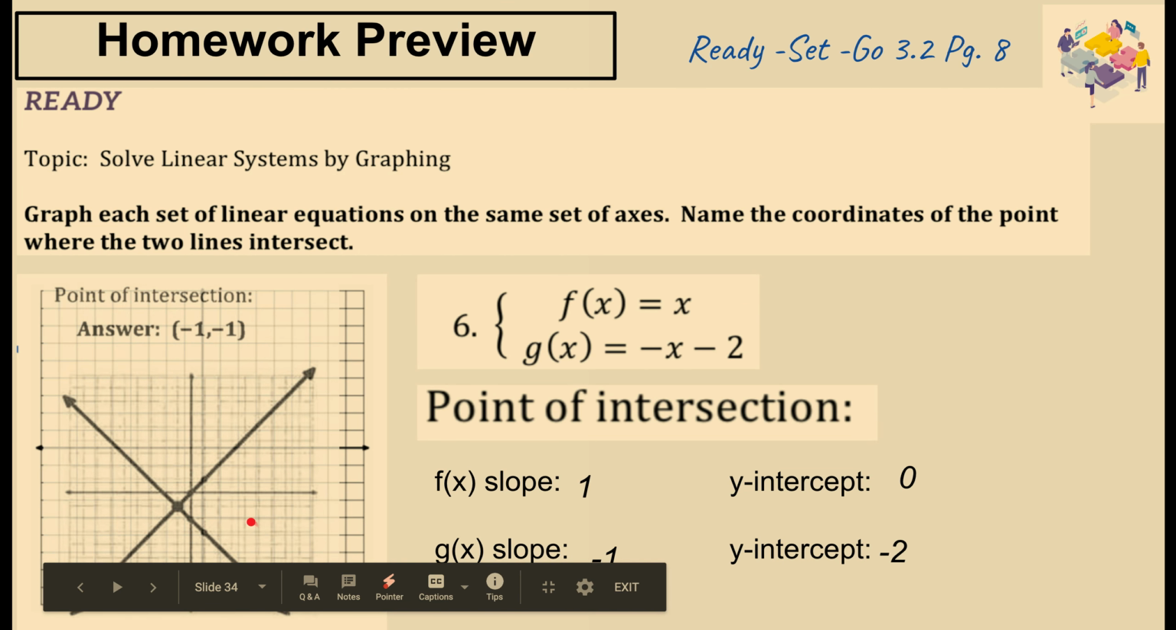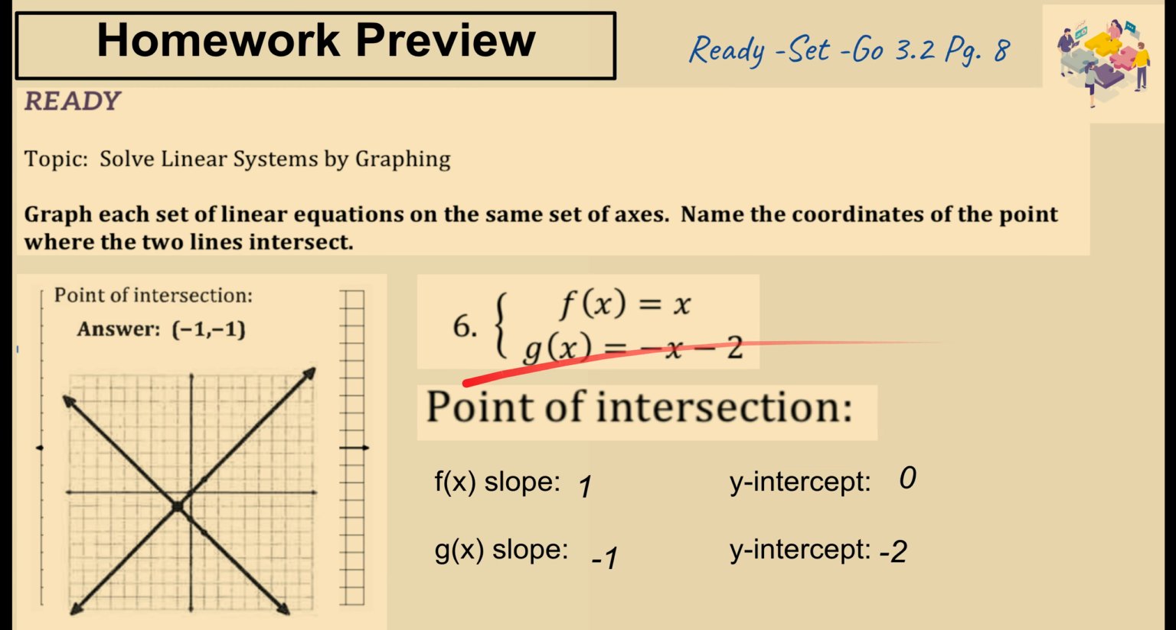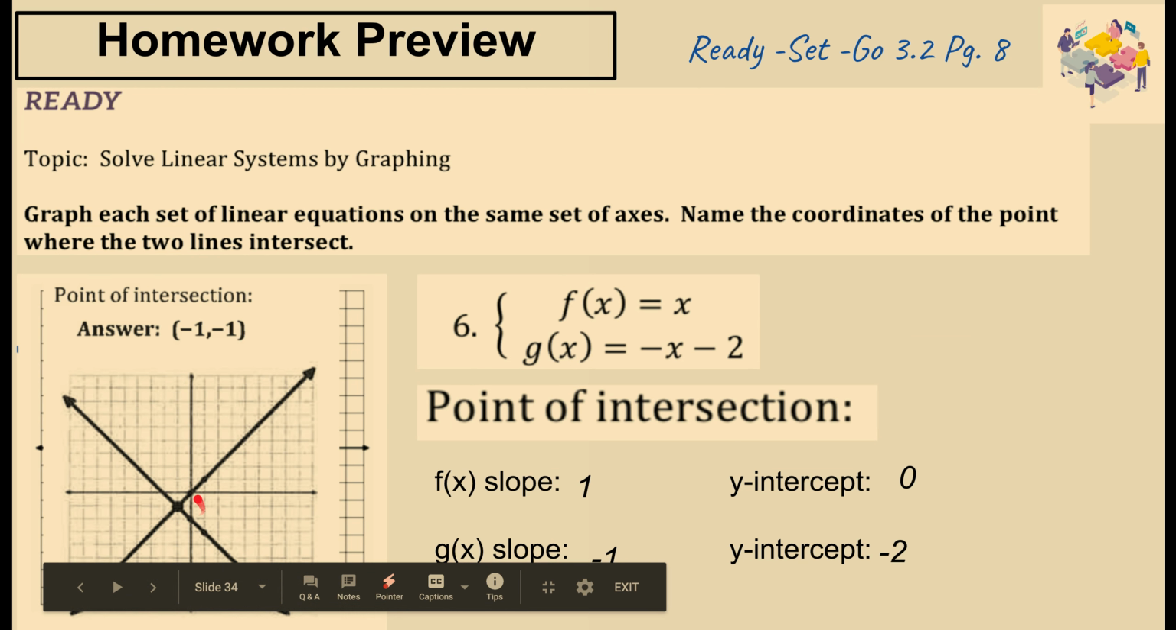Okay, so when you graph the two lines, it'll look something like this. And the point of intersection is where they intersect each other, where they cross each other, which is here. You notice that point right there. And what's the location? Negative 1, negative 1.